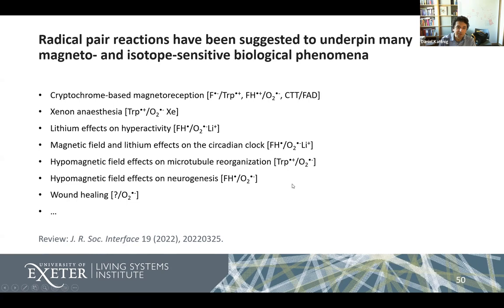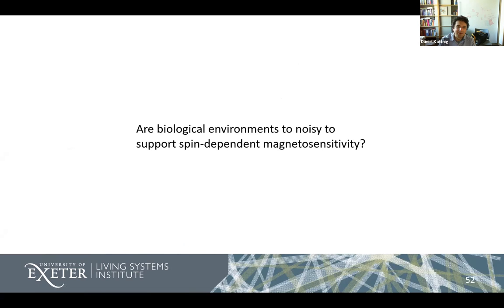Now, looking at which kind of radical pairs have been suggested, you will notice one thing, and that is it's always involving superoxide, which is either combined with a flavin, like in cryptochrome, or tryptophan, or, well, maybe not yet known other radical species. Which brings me to the next important point, namely, are these biological environments silent enough to allow these coherent spin dynamics to happen and to elicit magnetic field sensitivity.